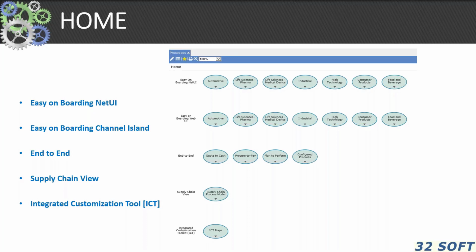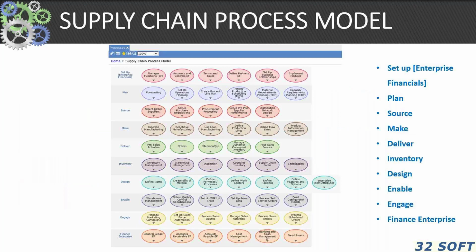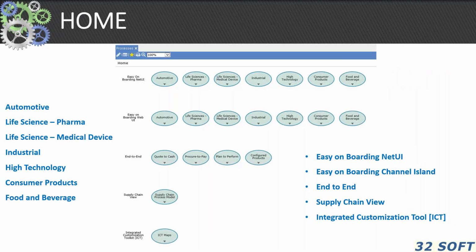Process maps begin at the home page and are divided into easy onboarding for NetUI and Channel Islands, supply chain views, and an ICT view. Let's look at the supply chain processes. These are made up of setup, plan, source, make, deliver, inventory, design, enable, engage, and finance. All of the things that you're going to need to do in your supply chain.